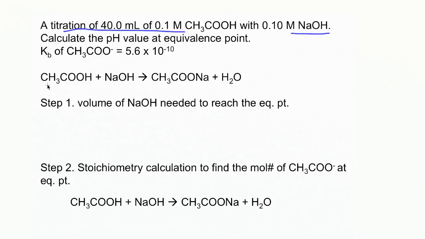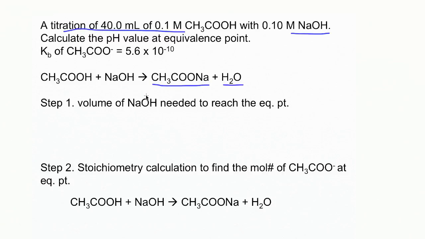This is the reaction equation that I need you to understand before you start your calculation. In this titration, acetic acid will react with sodium hydroxide to generate sodium acetate and water. Remember, when you reach the equivalence point, both reactants are gone, and you have sodium acetate and water in the solution. As you know, sodium acetate is a basic salt, so our target is to calculate the pH value of this basic salt.